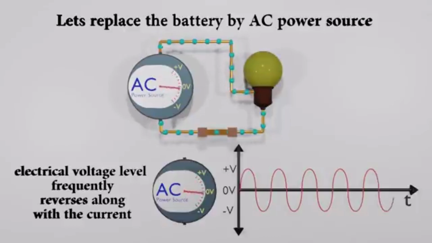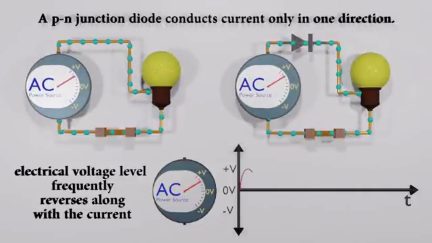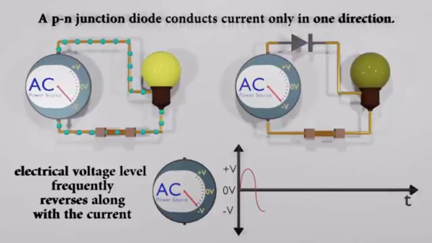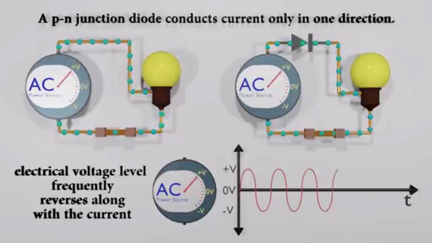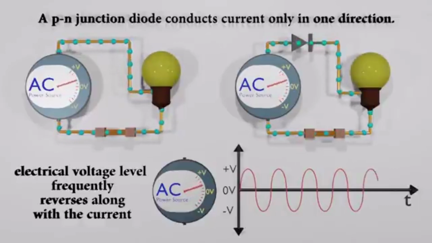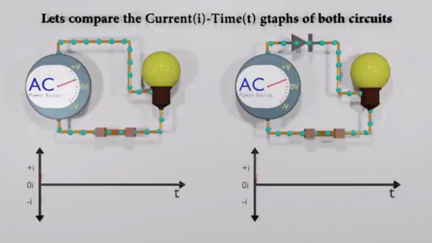Let's see what happens after adding a diode into the circuit. As you can see, diodes only allow current to pass through when forward biased. When the AC voltage is positive on the anode side, the diode allows the current to pass through to the output. But when the AC reverses direction and becomes negative, the diode blocks the current so that no voltage appears at the output. So in the circuit, current is only flowing in one direction.